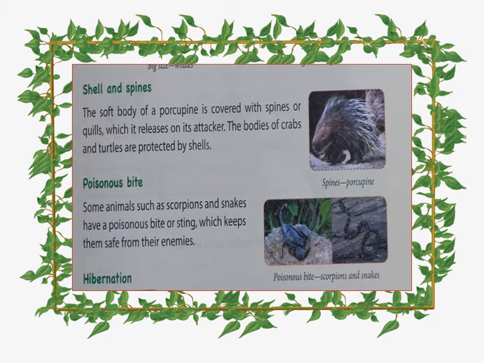For protection, other features of the body are shell and spines. Some animals whose body is soft, like a porcupine, are covered with spines or quills, which are released on the attacker like a bullet from a gun. The bodies of crab and turtle are protected by the shell. The spine is also called a quill. Got it? So these are also a kind of adaptation to protect themselves from their enemies.